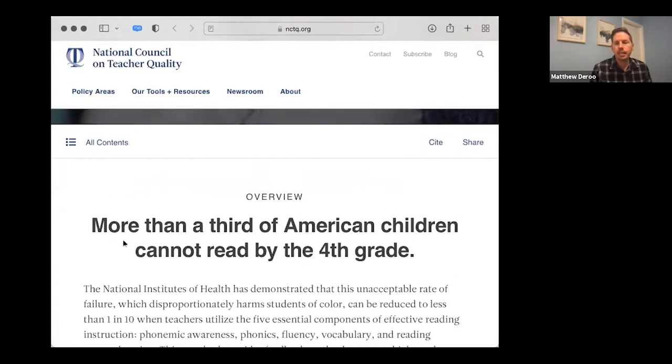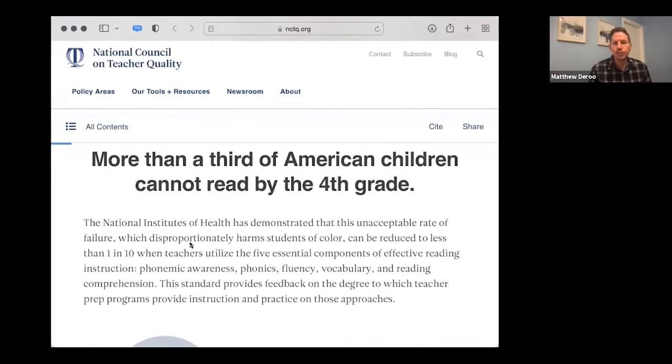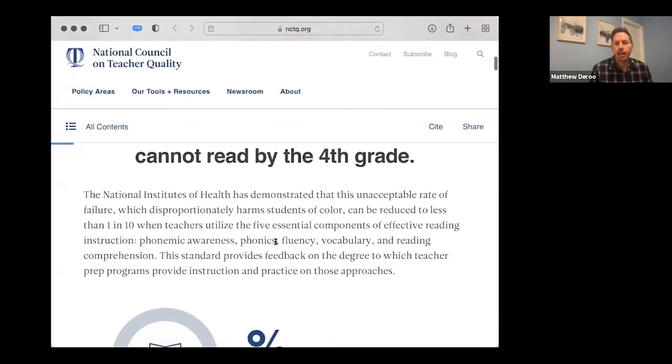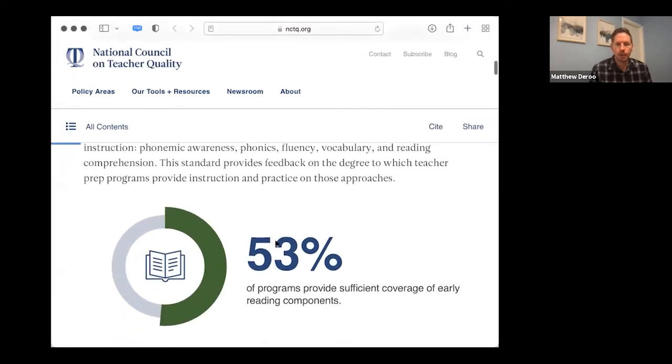But then we can see here in their materials, they already begin with a very deficit-based lens. So they say more than a third of American children cannot read by the 4th grade. So they don't lead with the fact that 2/3 of students are well prepared to read. And they also don't look at the factors, right? They do notice that it does disproportionately harm students of color, but they tell only part of the story, right?